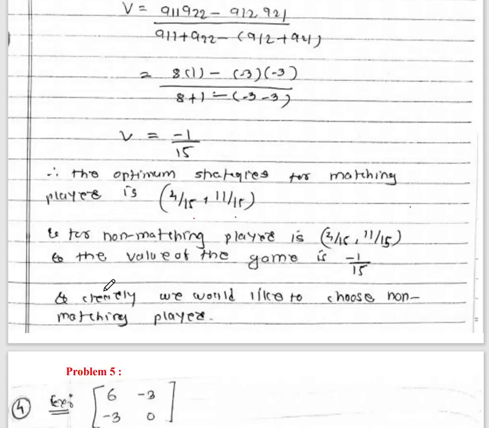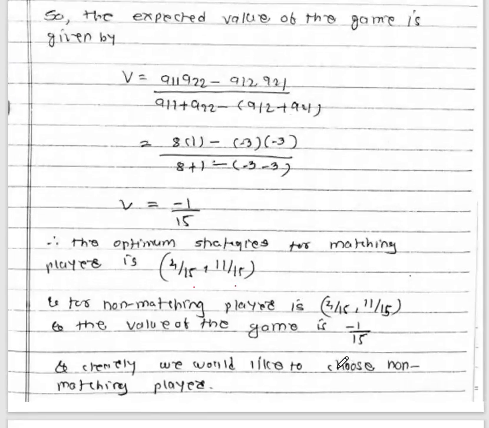Here clearly we can say that we would like to choose the non-matching player, because the optimum strategy for both players is the same. So we can choose the non-matching player.